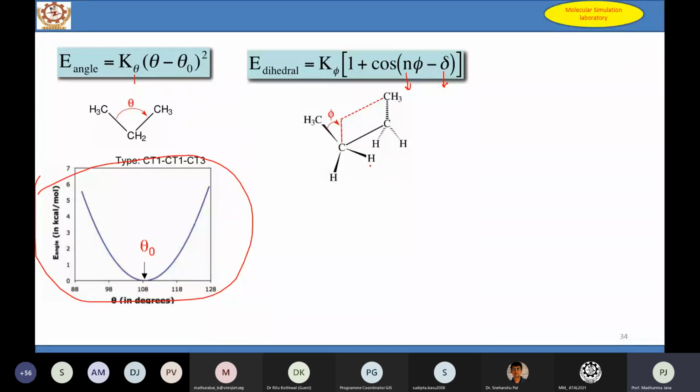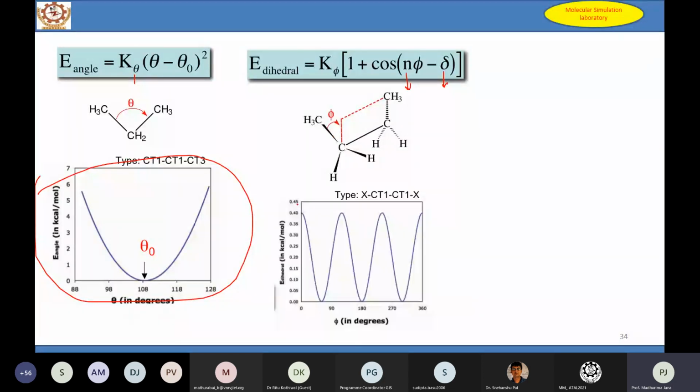As we know, this is the torsion. You can see here the four carbons, and when the plane is bending, that is the torsion angle. And here this is the nature of the torsion potential with the change of the degree. Here we have considered this torsion angle, and you can see how the potential changes in a periodic manner.